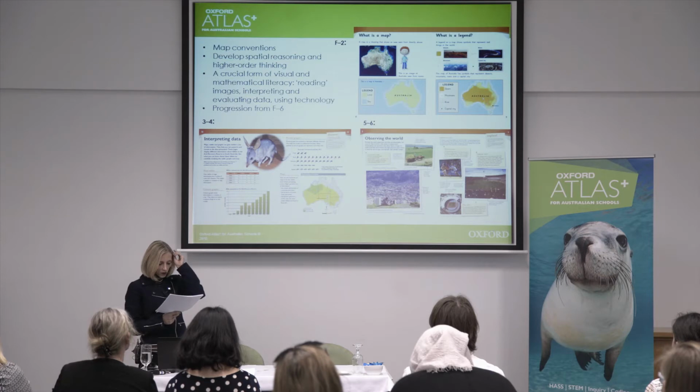So the mapping skills section progressed from foundational prep to grade 6. Some of the same topics are covered from one level to the other, but you'll see there's an increase in conceptual sophistication and text literacy between the levels. So there might be scale at year 3 and 4 and at year 5 and 6, but it's at a much higher level at 5 and 6. And you can see from a really quick glance between the prep to 2 and the 3 and 4 and 5 and 6, you can see the text complexity increases quite a lot.